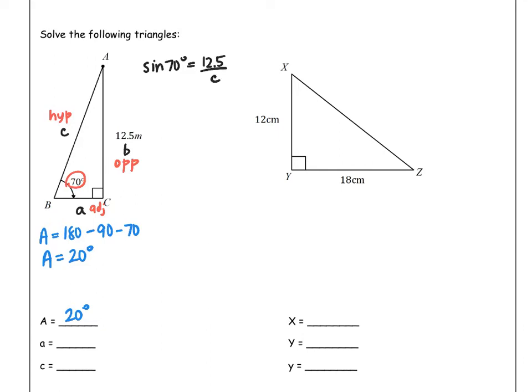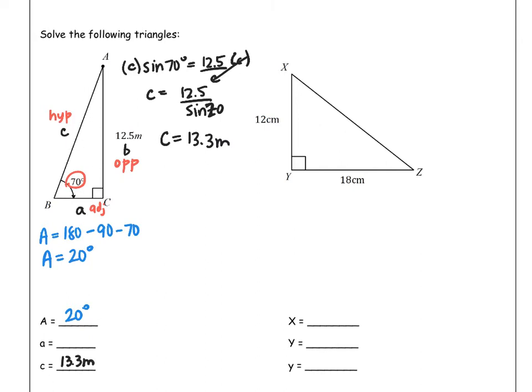This is the tougher solve, where I have to multiply by c to get it up out of the denominator of the fraction, or I'm putting it over 1 and cross multiplying. So I have c sine of 70 is equal to 12.5, so I'm going to divide by sine of 70. So I get 12.5 divided by sine of 70. So that's going to give me 13.3 meters.